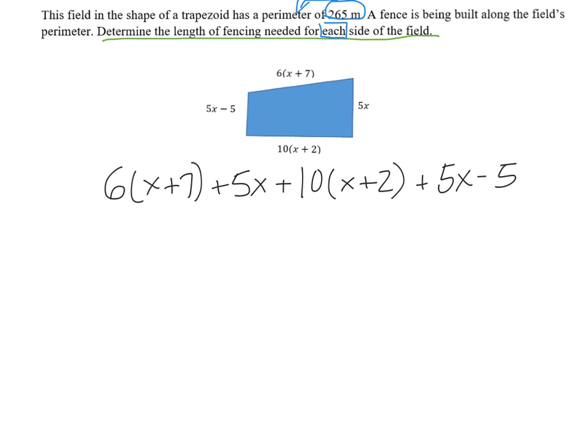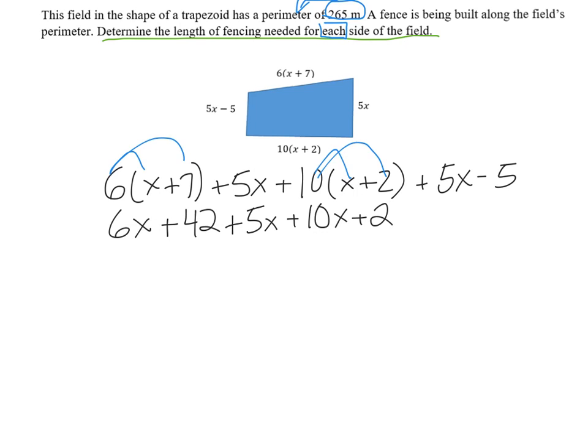To simplify it, I'm going to have to expand two portions of it. I'm going to have to expand this portion here and this portion here. And so to expand, I'm going to do 6 times x and 6 times 7. And there I get 6x plus 42. And then I can write this out again, 5x plus 10. Oh, I got to do my expansion again, so I'm doing 10 times x, 10 times 2. So I get 10x plus 20 plus 5x minus 5.